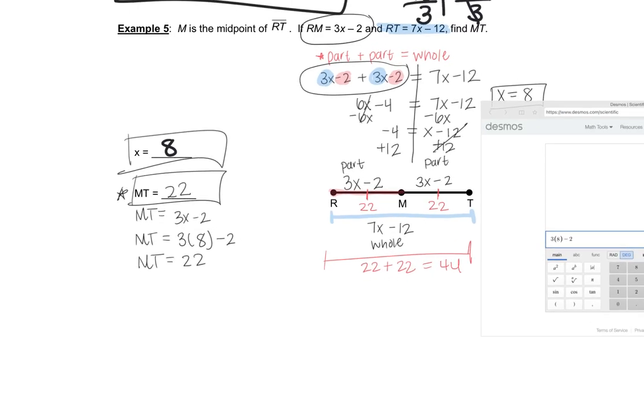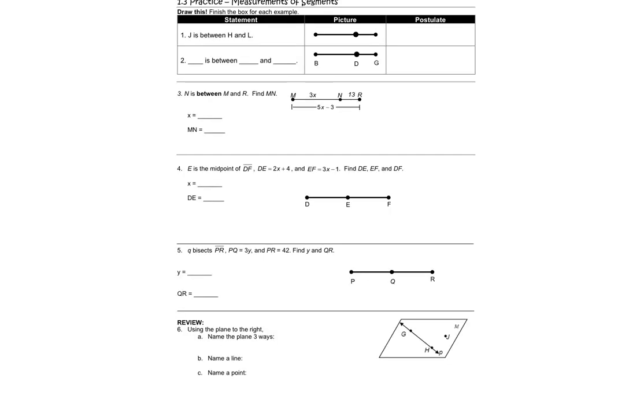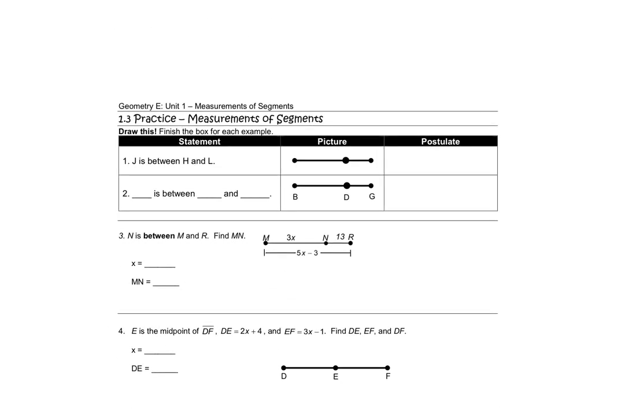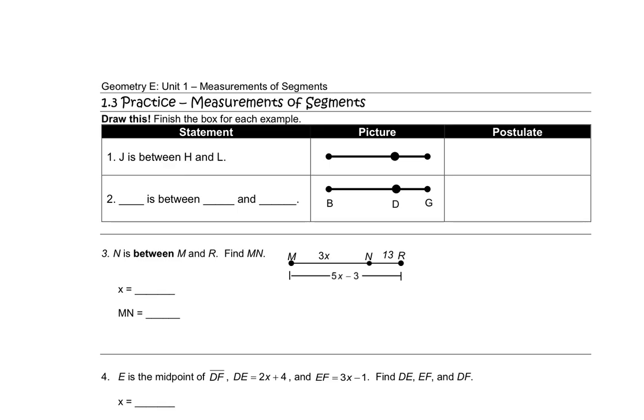All right. So those are the examples for 1.3. You do have homework. This is what the homework looks like. This is in your packet.